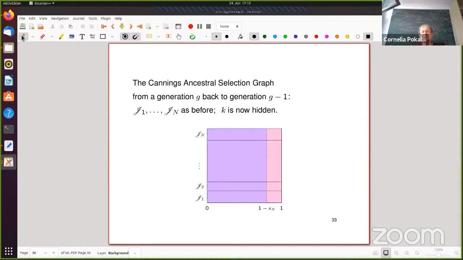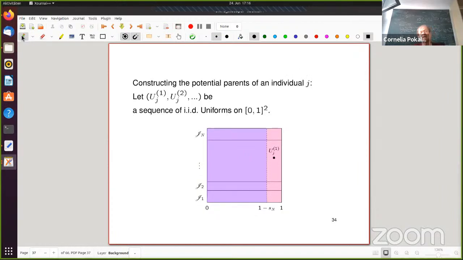And you see, it's just as before, but this blue and red thing, this gamma-shaped curve which we had before, is now hidden, right? We don't know, we don't care actually at this step, how many individuals had which color. And now what we do is we throw potential choices, right? For the daughter individual number J, let UJ1, UJ2, and so on be a sequence of IID uniforms on the entire square. So this is the UJ1, which you see here. Now, this is the UJ2.